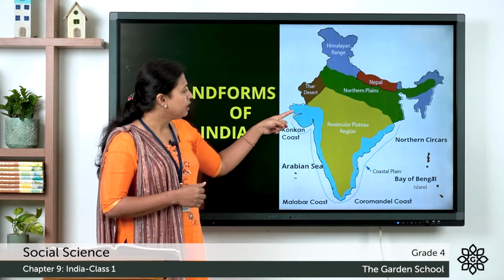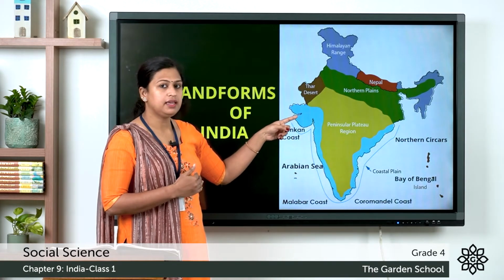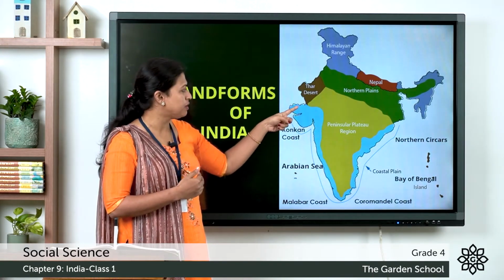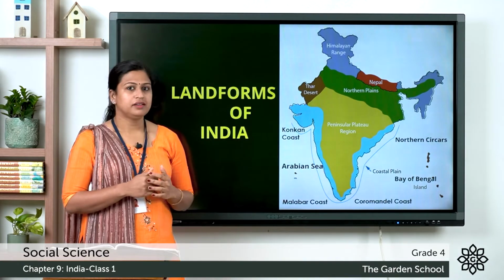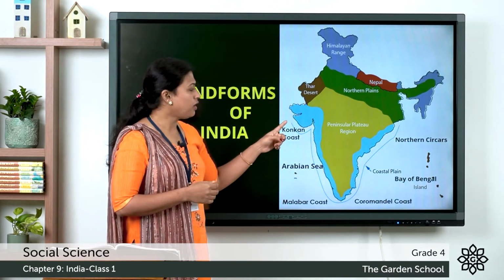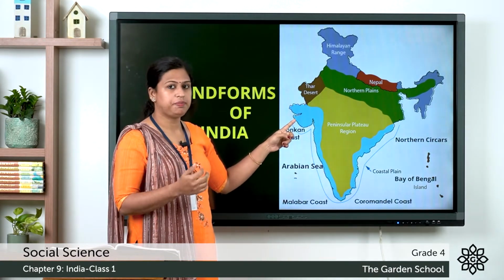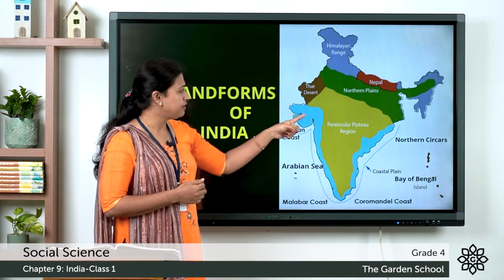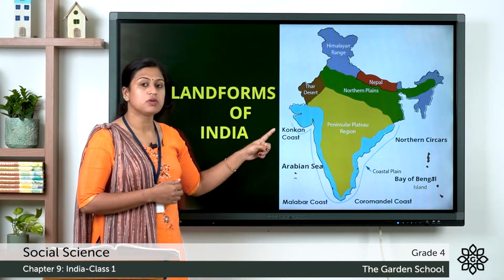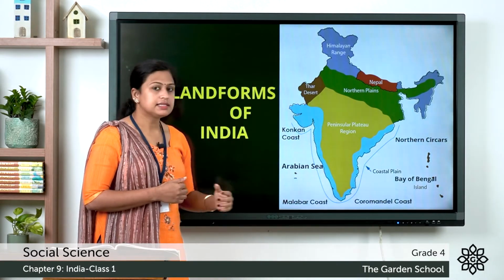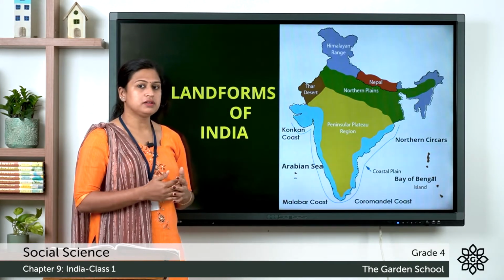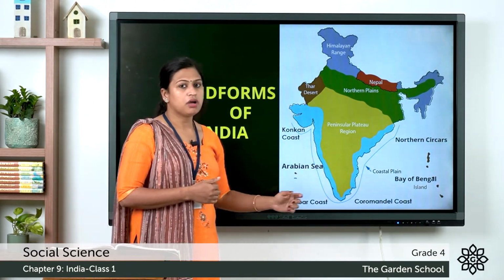So, here in the west you can see that the coastal plain stretches from Gujarat to south. Now, let us see the northern part of western coastal plain. So, the northern part of western coastal plain is known as Konkan coast, and the southern part of western coastal plain is known as Malabar coast.